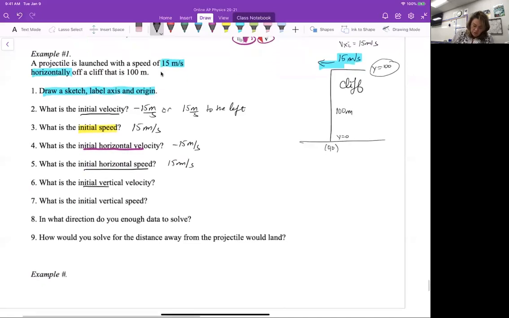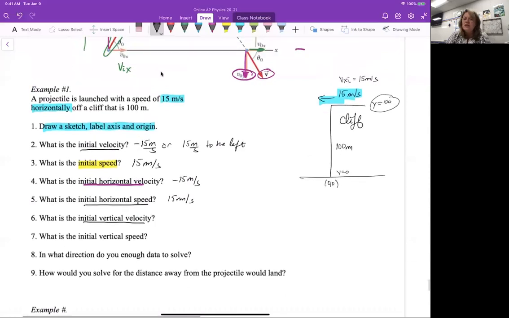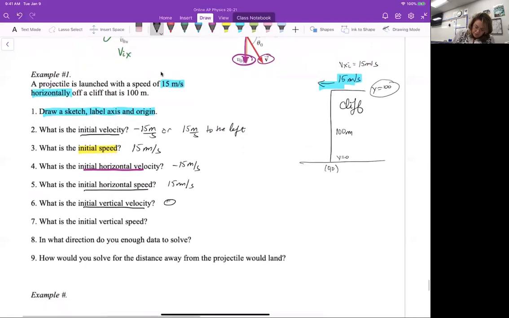What is its initial vertical velocity? Well, there's an interesting thing. I launched it horizontally. What was its initial vertical velocity? 0. What was its initial vertical speed? 0. In what direction do you have enough data to solve for things? Well, I don't know. Let's do our table.